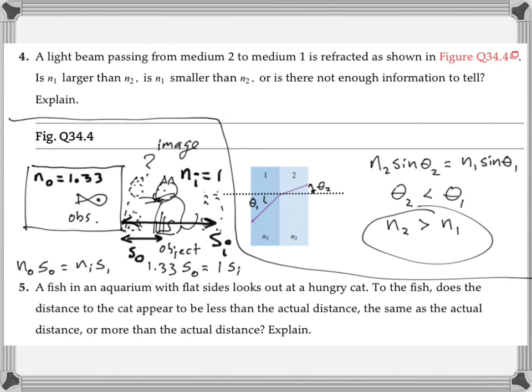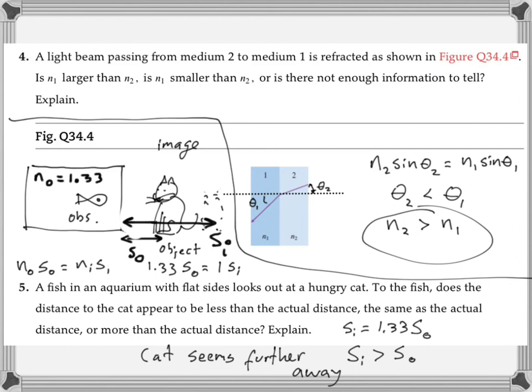So replacing the numbers in the equation, N_O is 1.33 times S_O equals 1, N_I is 1, times S_I. So the equation says that S_I is 1.33 times S_O. So clearly that means that the distance to the image of the cat is bigger than the distance to the cat itself. That distance is measured from the interface. So that means that the cat is going to seem further away to the fish than it actually is. So the image of the cat should be located behind the actual cat.